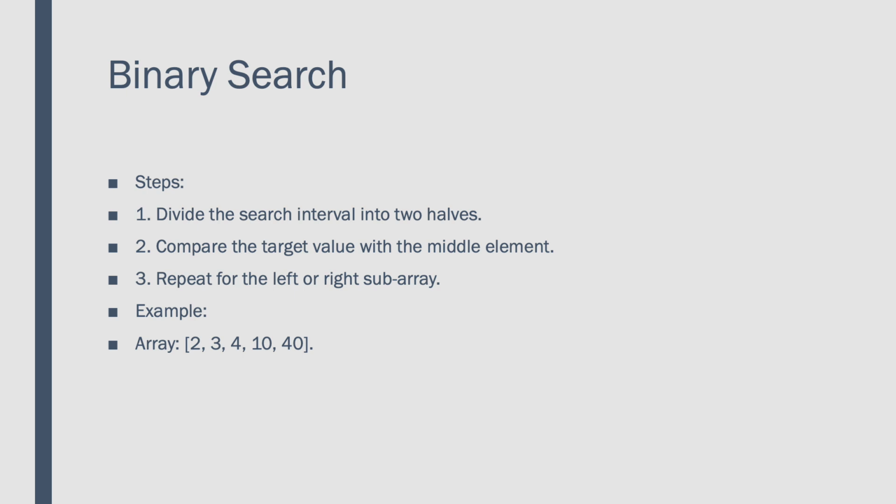So for example, we have a sorted array: 2, 3, 4, 10, 40. This is already sorted, in increasing order from smaller to larger. Now suppose we are searching for the number 10. First, find the middle element. What is the middle element? If we add 0 and 4, and then divide by 2, we get 2. So the middle element is 4, and 2 is the index.